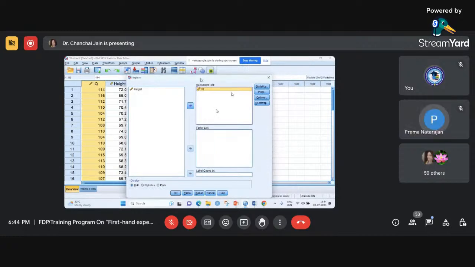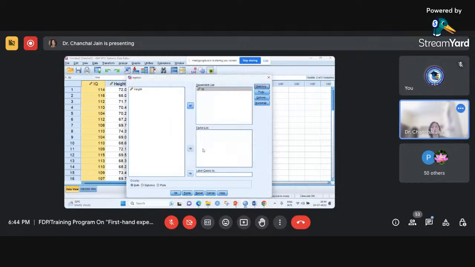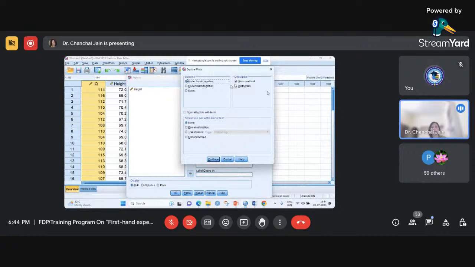Yes, ma'am. Then you can press the first button, statistics. Keep the default options; I'll suggest you go with it. I think now you people would be used to it, right? So you can press continue. Then you can press the plots button. Here, deselect stem and leaf, select histogram, and select the normality plots with tests. Is it fine? May I press continue?